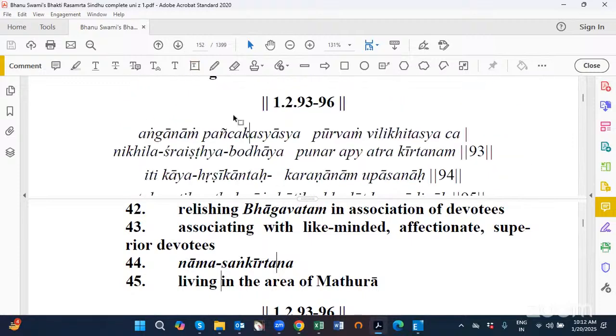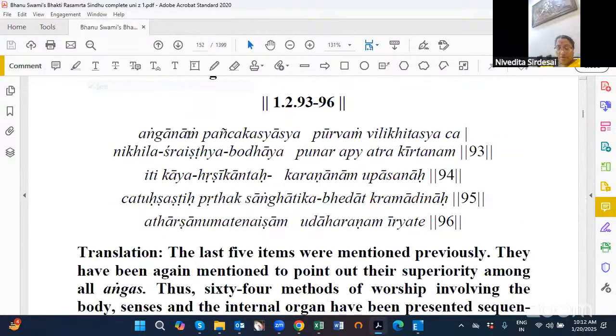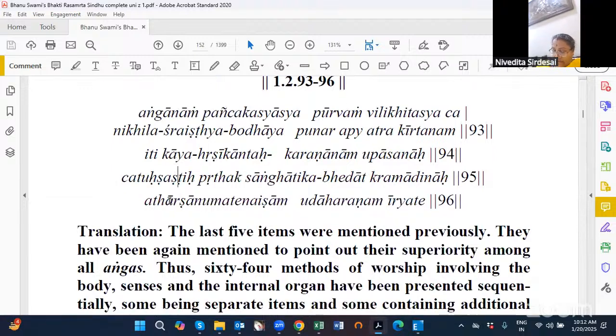Next. Last, 93 to 96. Angana. Now 64 limbs are over.